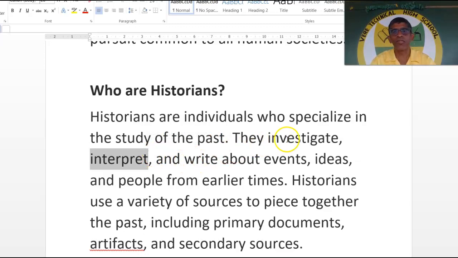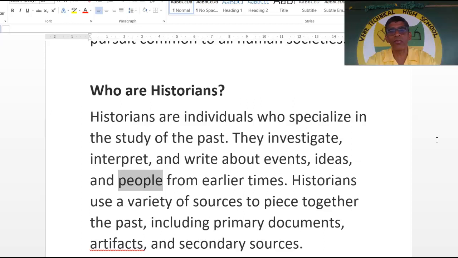When they have finished investigating and interpreting the information, they write about the events they investigated and interpreted. They write about the ideas they got from the investigation, and they write about people from the information that they got from earlier times. So let's read that sentence again. They investigate, interpret, and write about events, ideas, and peoples from earlier times.